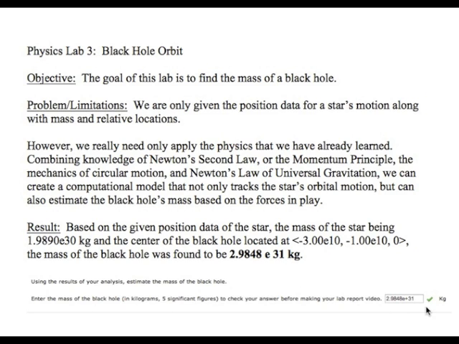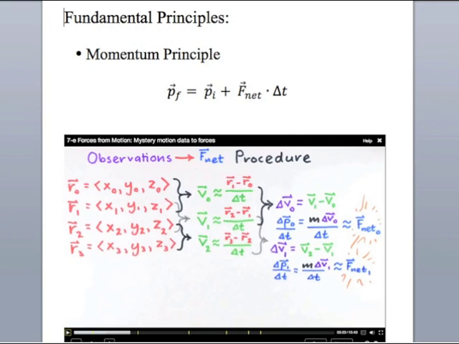For our fundamental principles, we are first going to talk about Newton's second law, or the momentum principle, which is given by this common form where the final momentum equals the initial momentum plus F net times delta t. This lab utilizes a given CSV file of the position data of the star across several hundred time intervals.